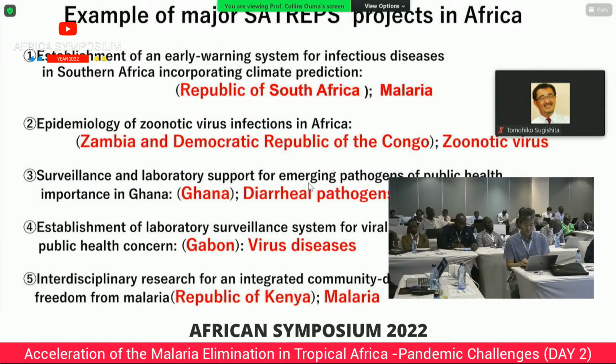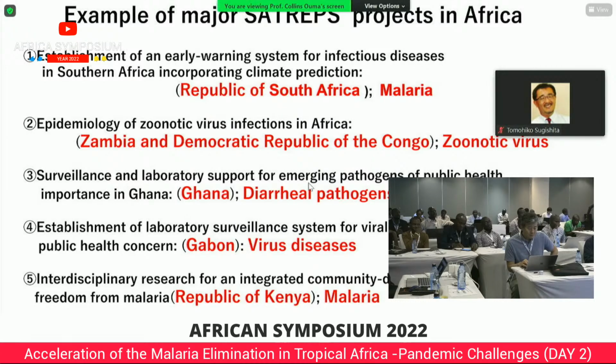I'm going to show the projects of SATREPS and NTDs being carried out in Africa. First, I show 6 representative projects of SATREPS. Target countries include the Republic of South Africa, Democratic Republic of Congo, Ghana, Gabon, and the Republic of Kenya. Target diseases include malaria, zoonotic virus diseases, their pathogens, and schistosomiasis. Next slide, please.